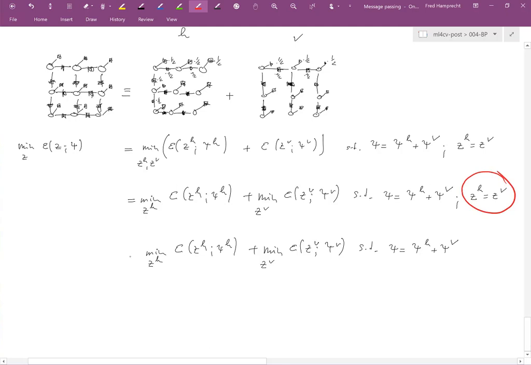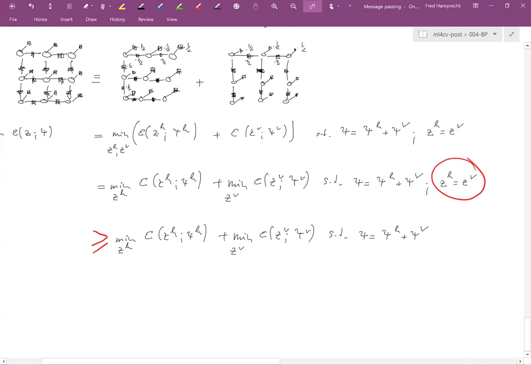And what can you say about the value of the minimum that I find? Will it be bigger or smaller or the same or what? Smaller. The new minimum that I find will be smaller because I've relaxed one constraint. Yeah? So by introducing one more constraint, my minimum can only go up, not down.